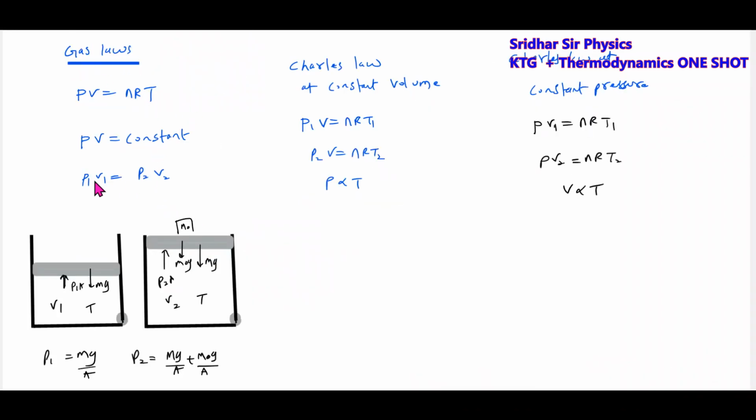Next we have the gas laws. What is Boyle's law? Temperature remains constant. Then there is a cylinder with a piston of some mass. Inside we have the gas molecules. These are the gas molecules.